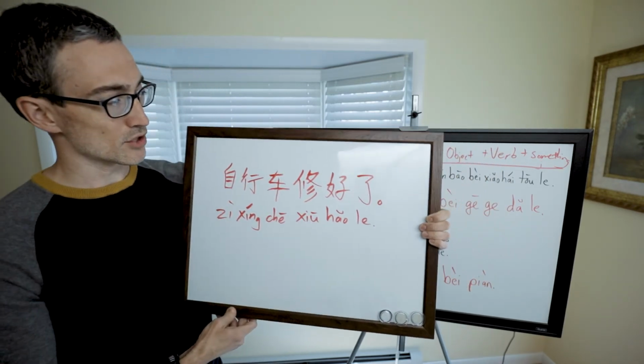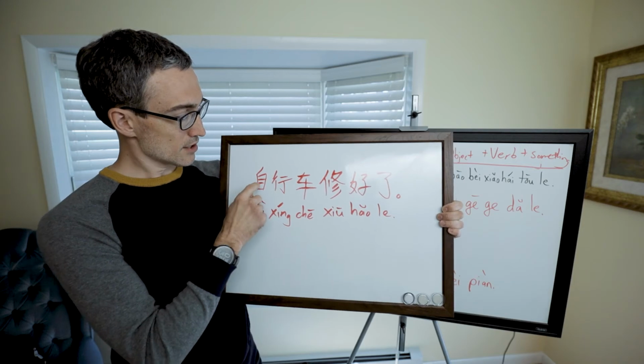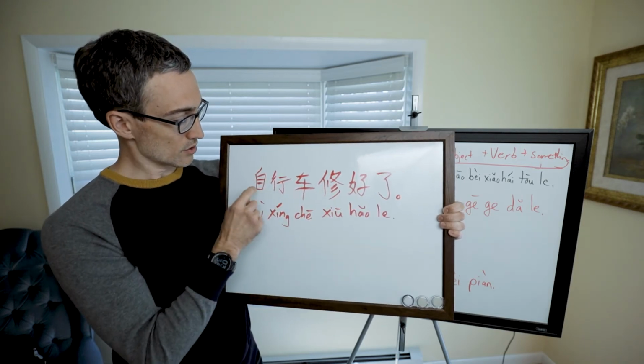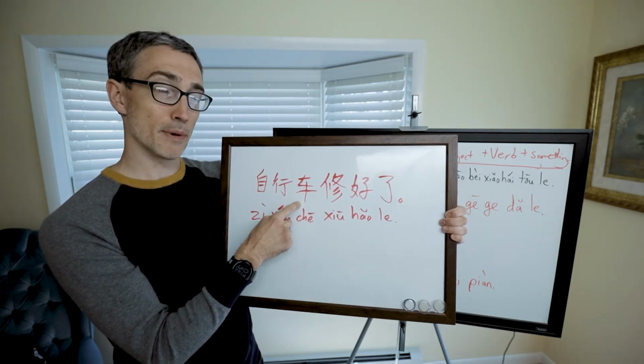Let me give you this example in Chinese. This is even clearer. 自行车修好了. So 自行车 means bicycle.